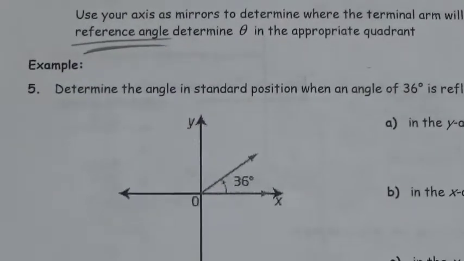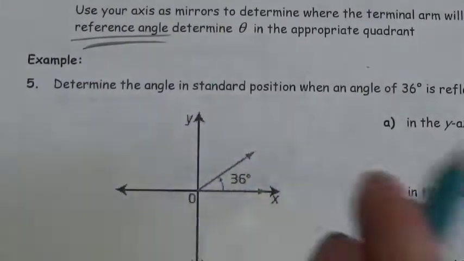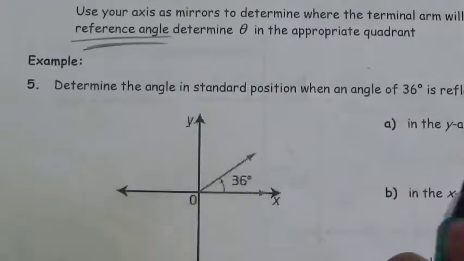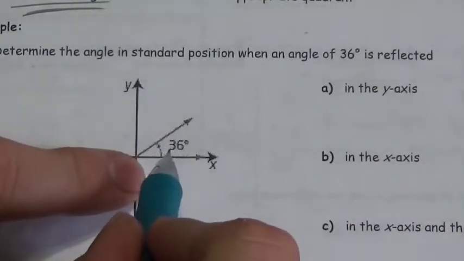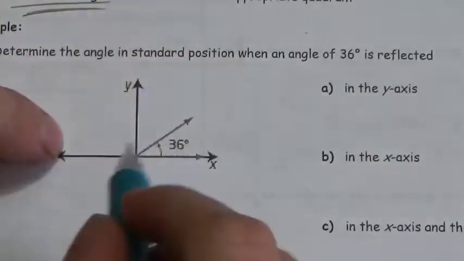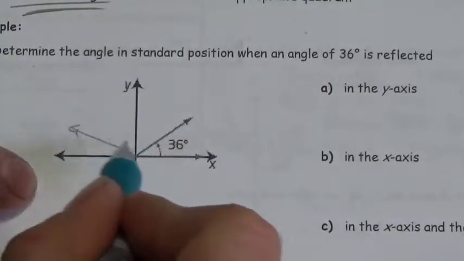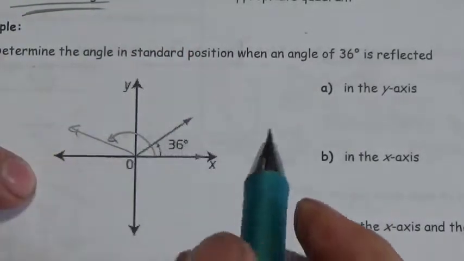So what we're going to do here is determine the angle in standard position when 36 degrees is reflected. Let's reflect this to start off with in the y-axis. If you take 36 degrees and reflect it in the y-axis, then it's going to open up like that. So the question is now, what's this angle?